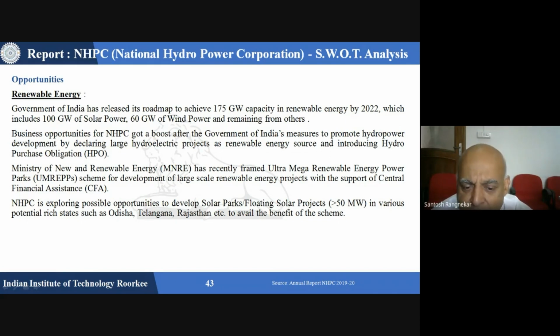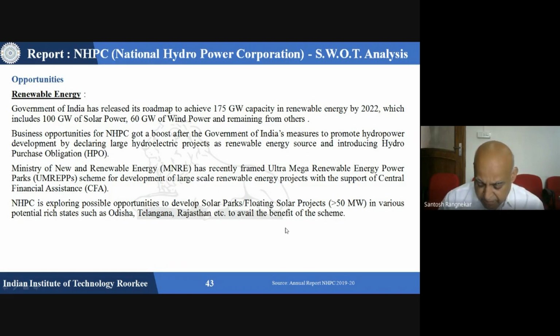The Ministry of New and Renewable Energy has recently framed the Ultra Mega Renewable Energy Power Parks scheme for the development of large-scale renewable energy projects with the support of central financial assistance. NHPC is exploring the possible opportunities to develop solar parks and floating solar projects in various potential-rich states such as Odisha, Telangana, Rajasthan, etc., to avail the benefit of this scheme.